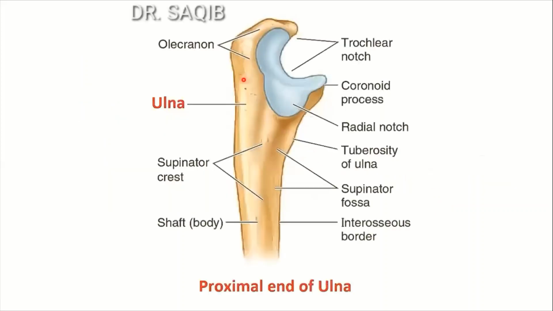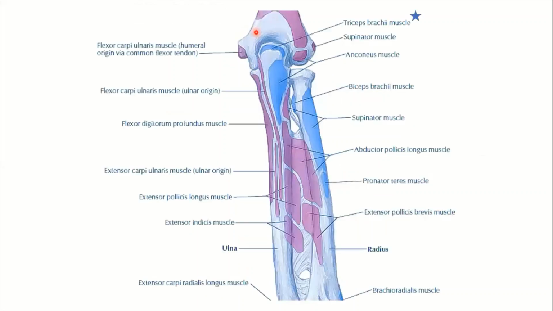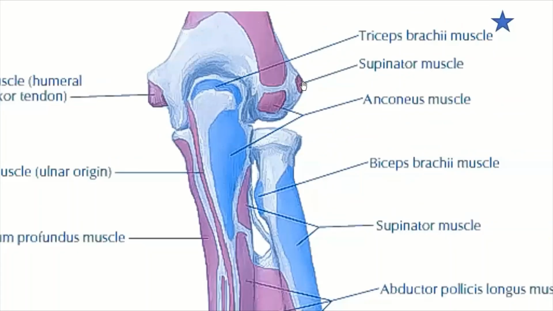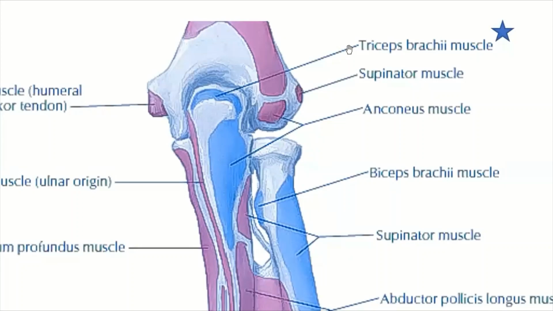Here you could see this is the olecranon process. This is the upper or superior surface here. Here you could see the attachment of the triceps brachii muscle. This is the triceps brachii, you follow the laser, getting attached here. I can zoom in for you. You could see clearly, this is the triceps brachii muscle.